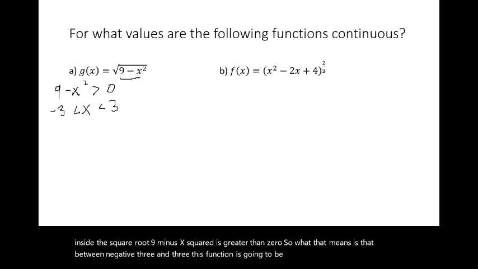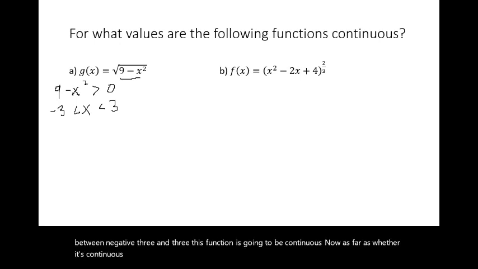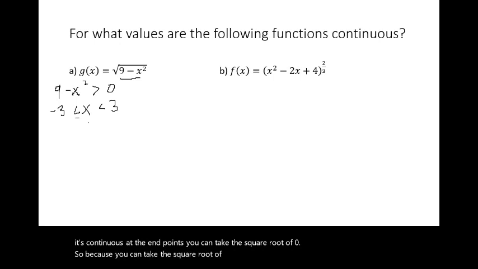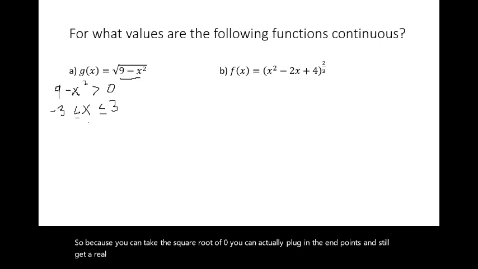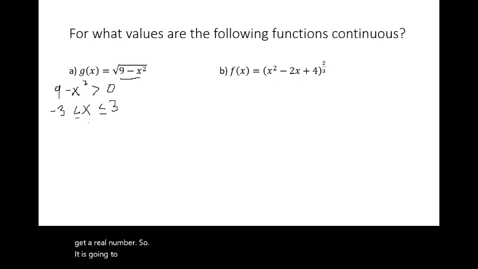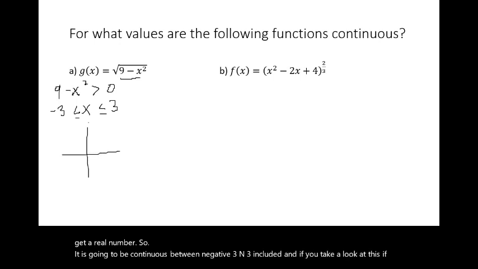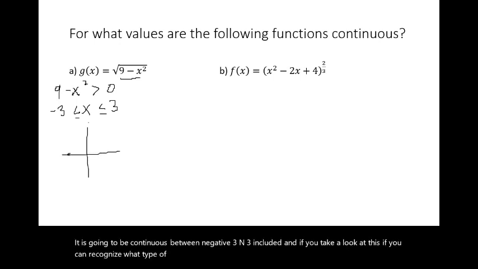Now, as far as whether it's continuous at the endpoints, you can take the square root of 0. So because you can take the square root of 0, you can actually plug in the endpoints and still get a real number. So it is going to be continuous between negative 3 and 3 included. And if you take a look at this, if you can recognize what type of graph this is, it's actually going to be a semicircle with a center of 0, 0 and a radius of 3.